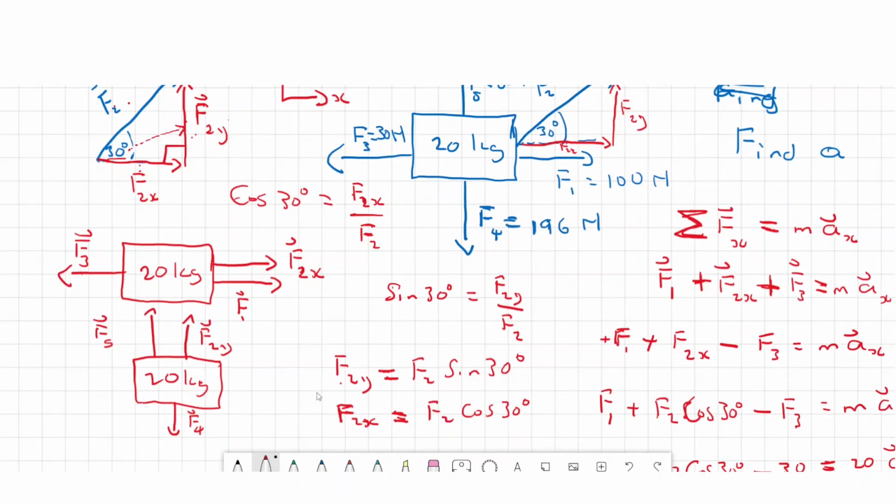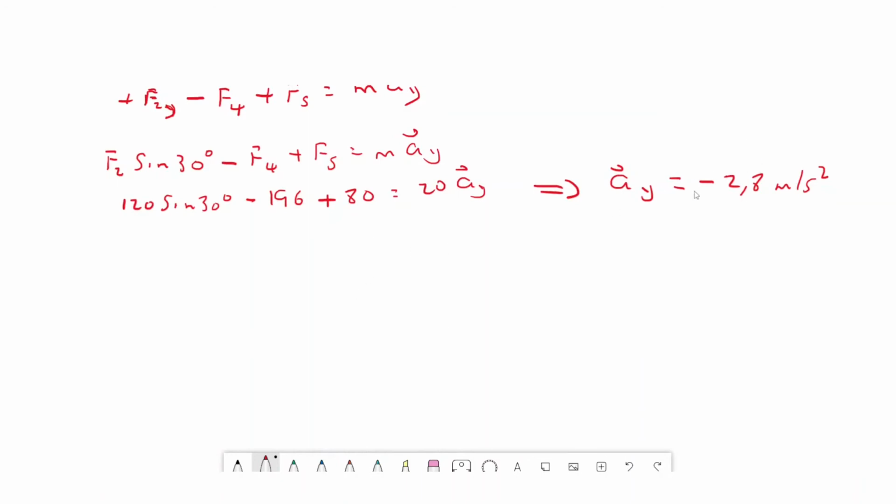Okay, so now what do I have? Now this AY that is negative, right? Remember, Y is either going up or down. So if it's negative, it means that it is going down. So this acceleration is going down, but the magnitude of this acceleration is going to be 2.8 meters per second squared. So I have two types of acceleration now. I have AX, which is going that way, and AX is going to be 8.7 meters per second squared.